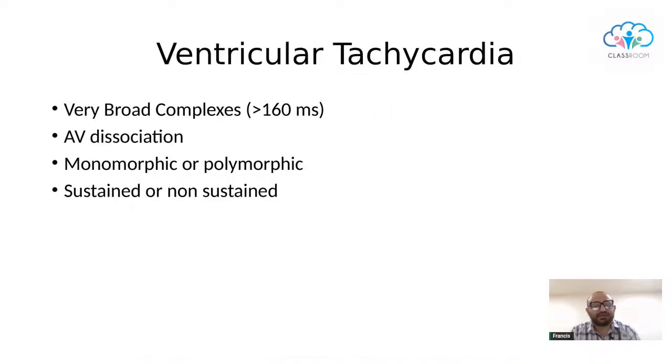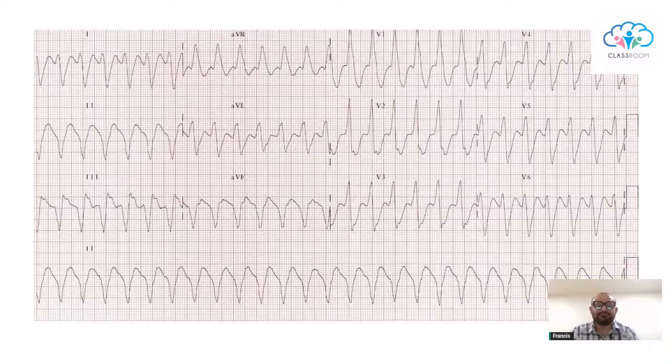So what are ventricular tachycardias? They are characterized by very broad QRS complexes, more than 160 milliseconds. There is AV dissociation. That is, you may not be able to see the P wave, and when you do see it, there is no association between the P and the QRS complex. They may be monomorphic, where the morphology is the same in all the complexes, or they may be polymorphic, where the morphology varies, and they may be sustained or non-sustained, as I mentioned earlier.